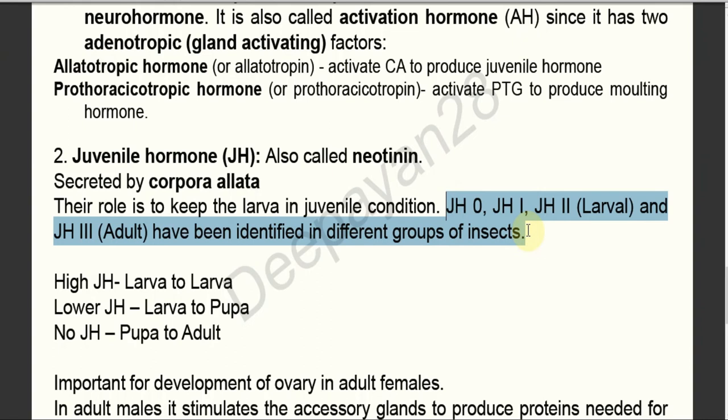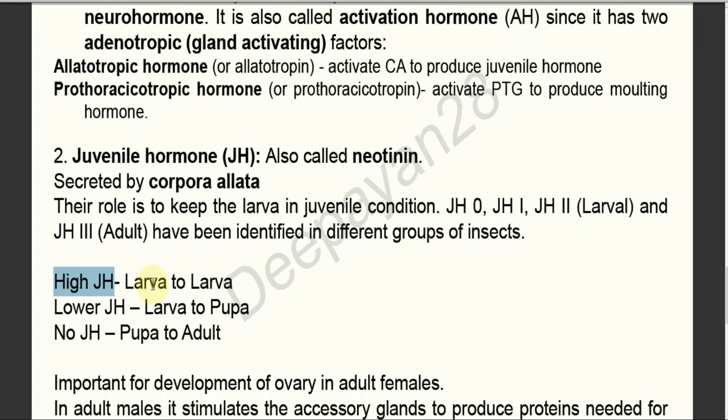If a high concentration of juvenile hormone is there, what will happen? The larva will become a larva only, due to molting. If JH is reduced, then the larva will become a pupa. If JH is diminished to zero, then the pupa will become an adult. This is the concentration of juvenile hormone. That means from larva to adult, the juvenile hormone concentration is decreasing. Clear?